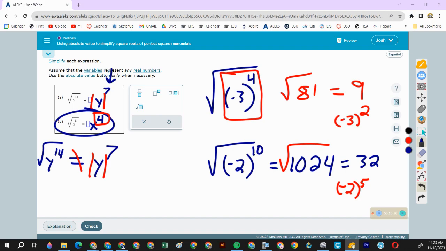Okay. Now, technically, if you always use the absolute value, it's going to work every time. But they're asking you to only use the absolute value button when it is necessary. If you put it every single time, you would be correct. But Alex doesn't want you to do it that way. Okay. Get to work.